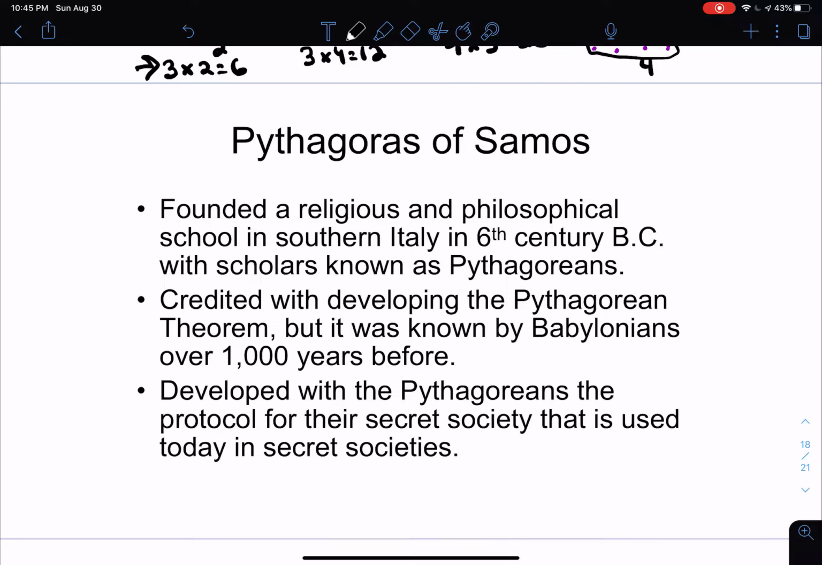And it's really funny because later archaeological discoveries figured out that the Babylonians already knew about the Pythagorean theorem over 1,000 years before Pythagoras even existed. Yeah, but Pythagoras didn't know the Babylonians knew it. History ends up repeating itself.